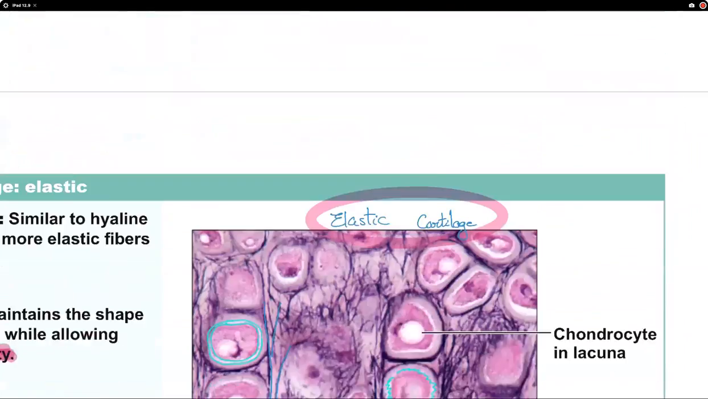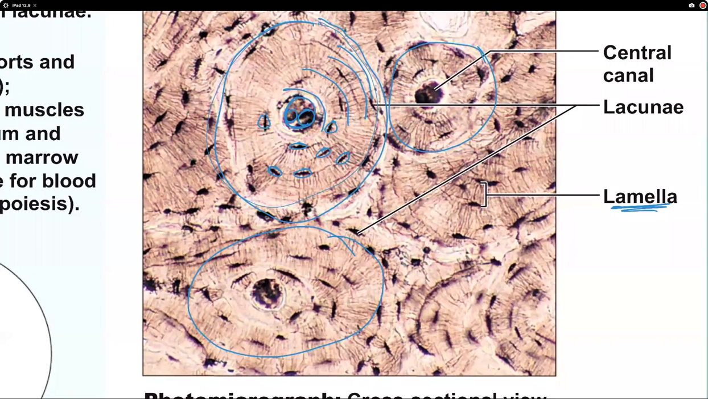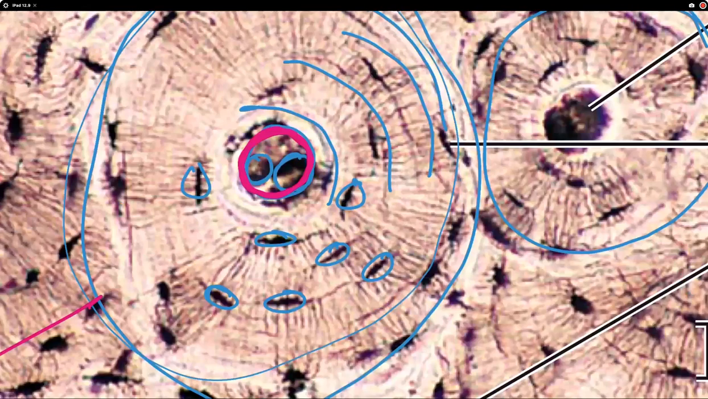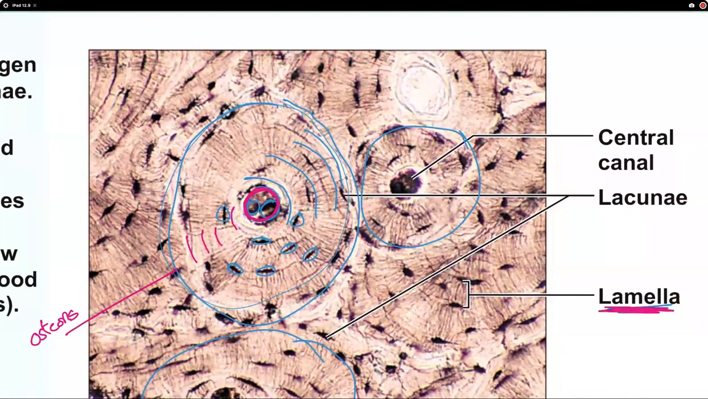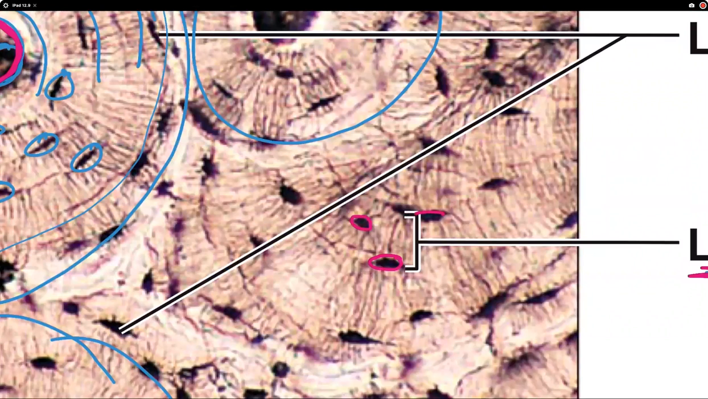See here another type of connective tissue that has a very characteristic appearance. It's formed of building blocks, and again, we call those building blocks my osteons. Each osteon has a central canal in which we've got the blood vessels traveling, and surrounding the central canal, you're going to have layers of calcified protein. Those are my lamellae. Embedded in those lamellae, we've got those tiny little spaces where the mature bone cells are going to be kept. Those are my lacunae, and the mature bone cells are called my osteocytes.